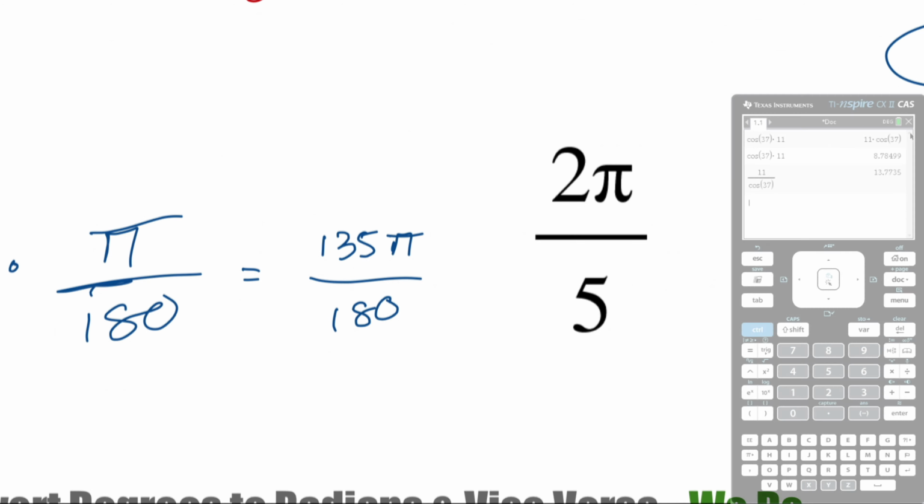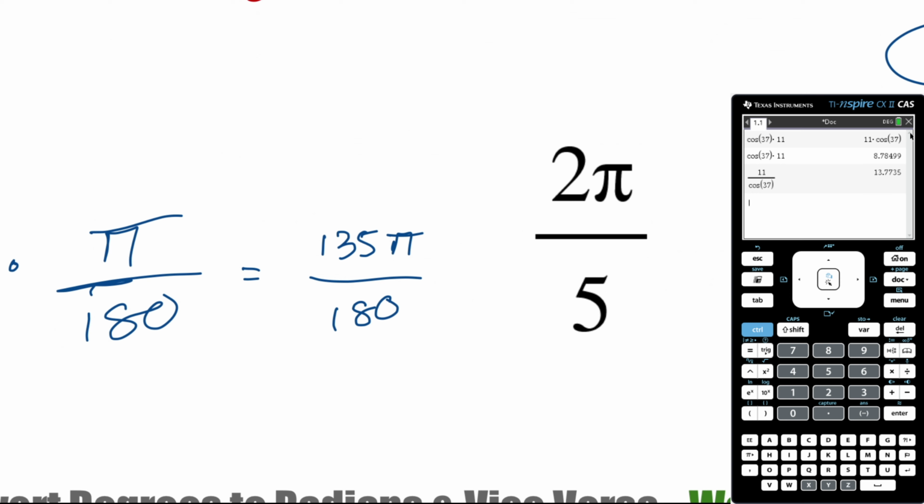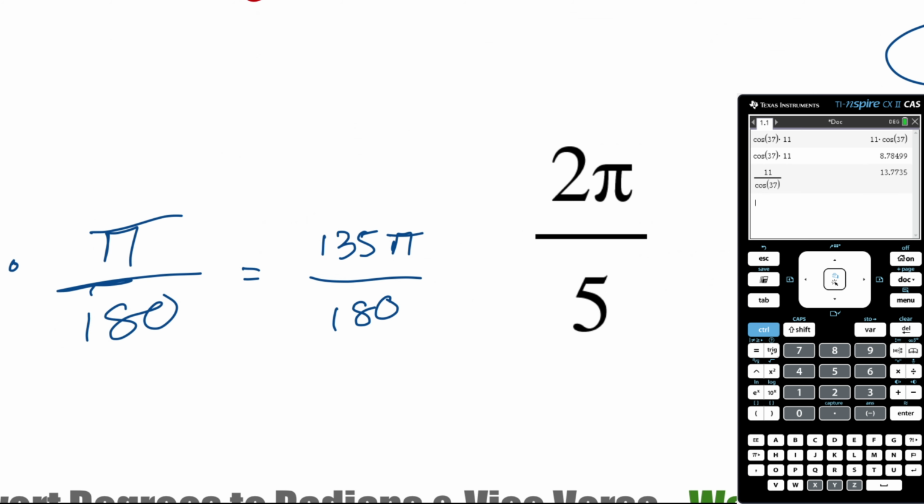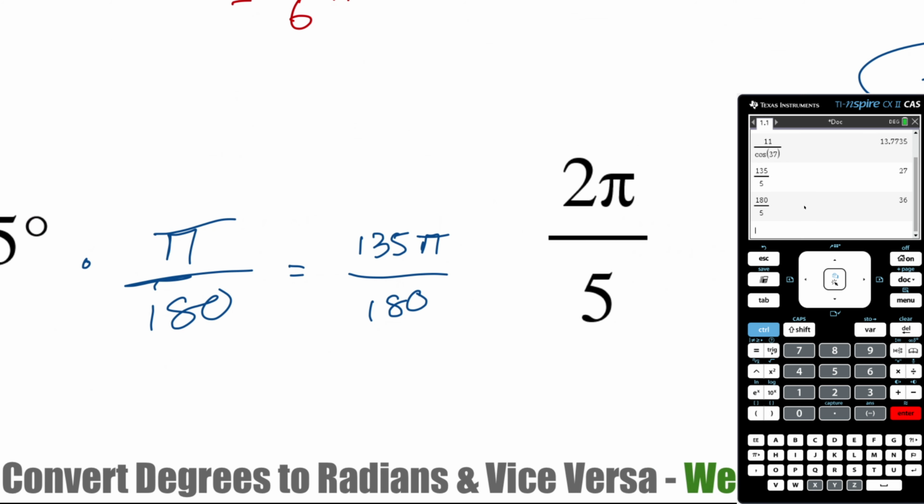All right, it's Monday morning. So we got 135. Let's do that. 135. Come on, calculator. Divided by 5. And we get 27. Okay, so I was off. All right. And then we want to do 180 divided by 5. 36. And so we get 27 over 36.